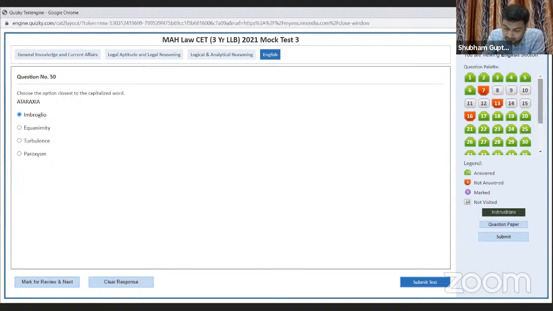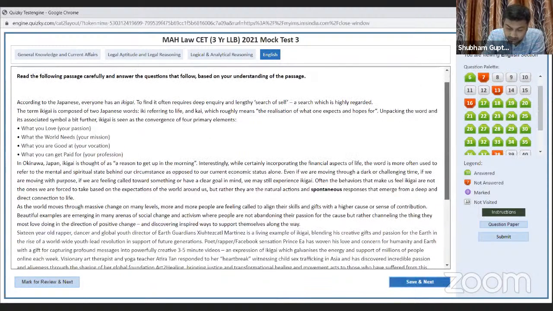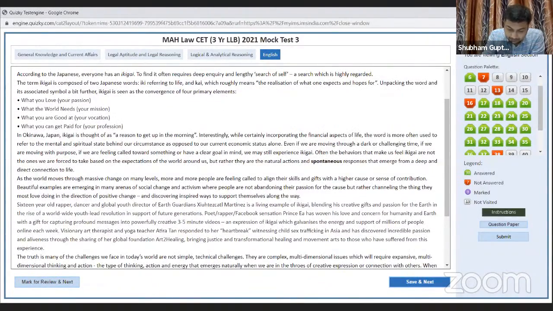Now let's look at the passages quickly. So please read the passage with me. So let's read the passage. So the term Ikigai is composed of two Japanese words.